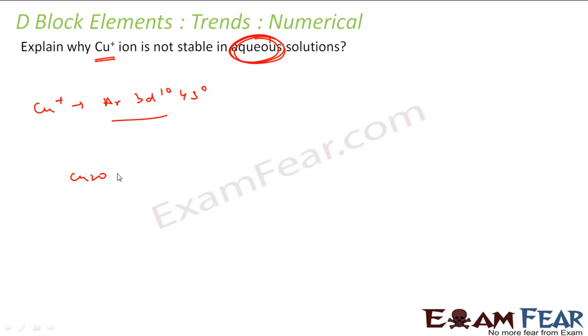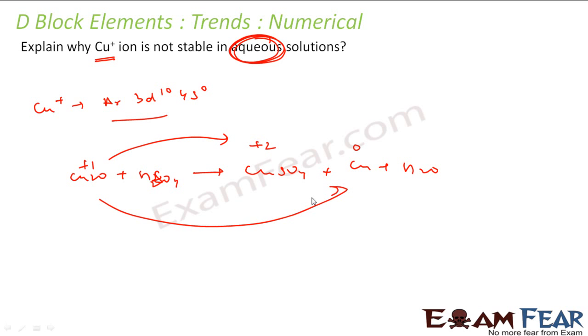Cu2O plus sulfuric acid reacts and forms CuSO4, copper and water. The same reaction: it was +1, it becomes +2 and 0. So it is oxidized and reduced simultaneously. You can write that Cu+ gives Cu2+ and Cu, where Cu is solid and Cu2+ is aqueous, and Cu+ is also aqueous. Because of this, Cu+ is not stable.